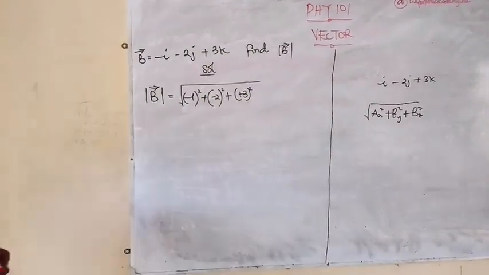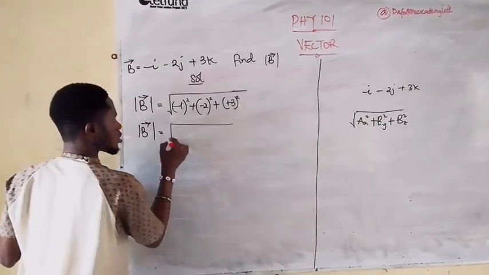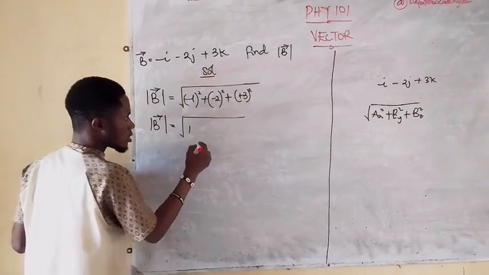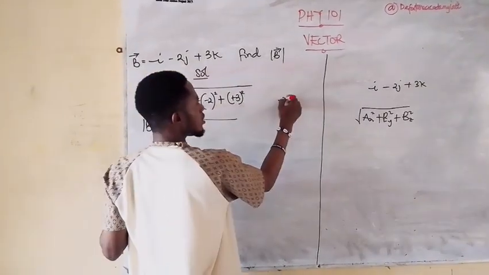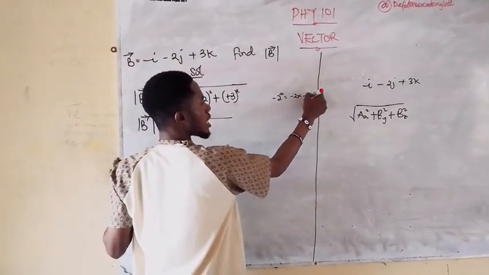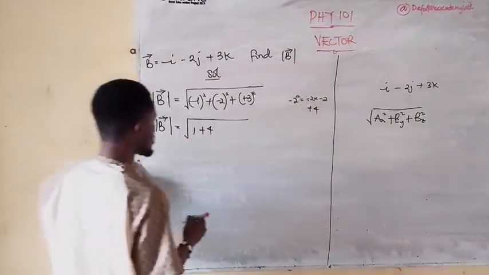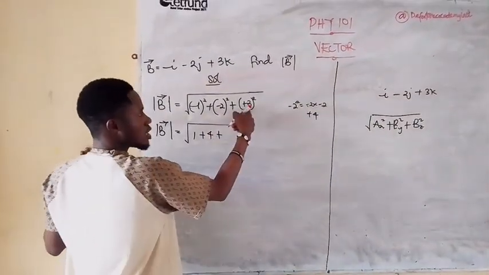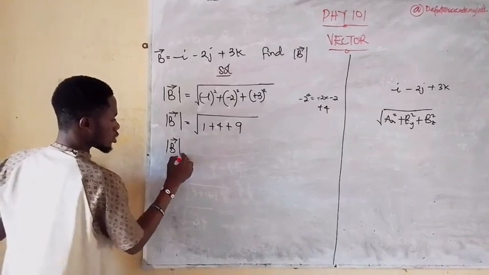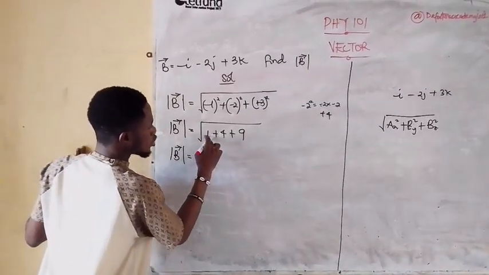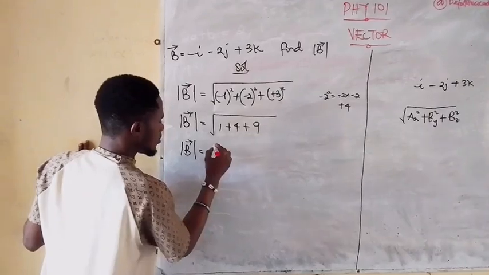So from here, I have that the modulus of b is equal to root of minus 1 square, will give me what? 1. Plus minus 2 square will give me 4. I told you why it is 4. If I have minus 2 square, means minus 2 times what? Minus 2. Minus 2 times minus 2 give me what? Plus 4. Minus times minus is what? Plus. So I have 4 here, plus 3 square already is what? 9. And I have that the modulus or magnitude of b is equal to root of 1 plus 4 give me what? 5. 5 plus 9 give me 14.